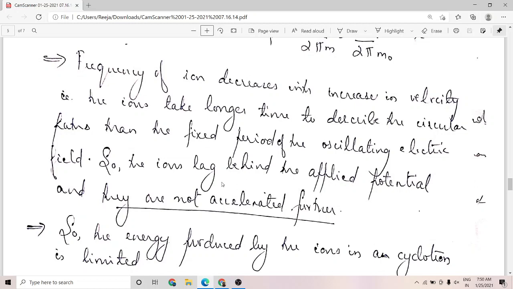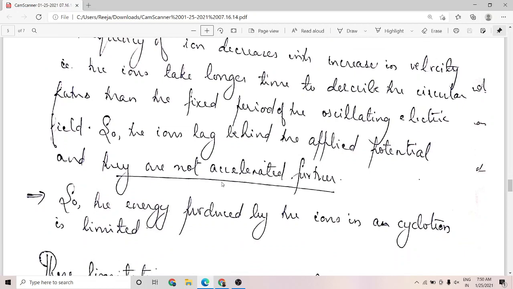അതുകൊണ്ട് അയോണിന് എന്ത് സംഭവിക്കും? It will lag behind the applied potential and will not be accelerated further. So the energy produced by the ion in the cyclotron will be limited.